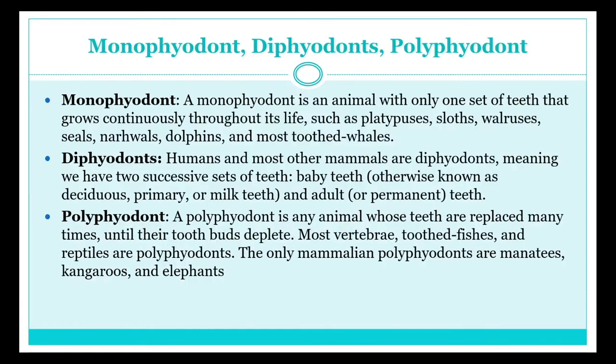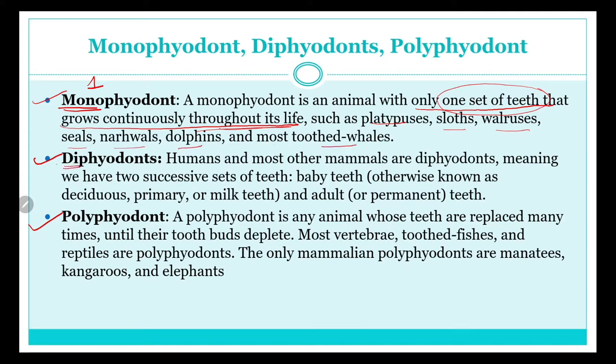Now let's move on to our next terms, monophyodont, diphyodont and polyphyodont. Here you can see mono. Mono means one. So a monophyodont is an animal with only one set of teeth that grows continuously throughout its life. In monophyodonts, we see only one set of teeth throughout the life of that animal. Examples include platypus, sloth, walruses, seals, narwhals, dolphins, and most toothed whales.